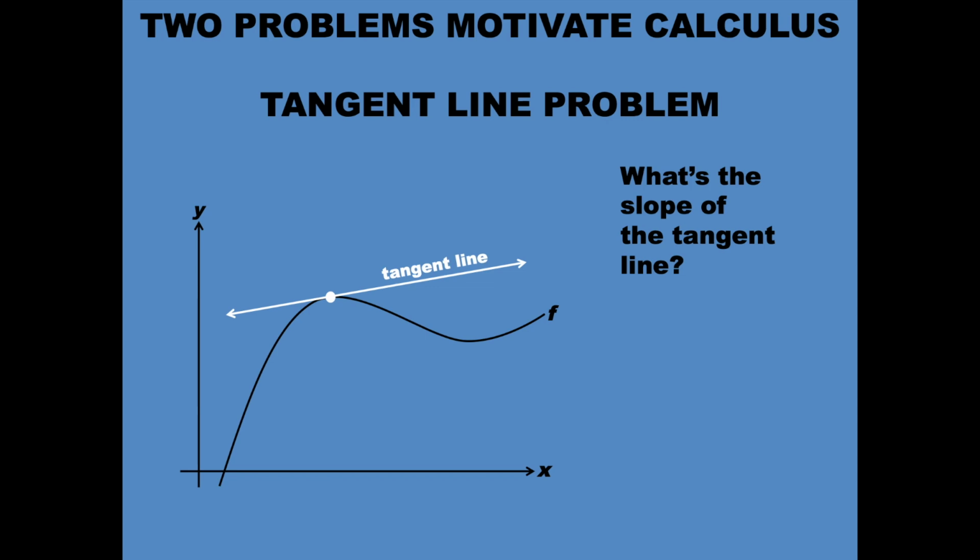In other words, the line can be written as y equals mx plus b. The number m, that's supposed to be rise over run. What is m equal to? That's the tangent line problem.